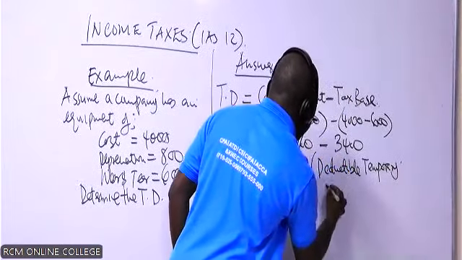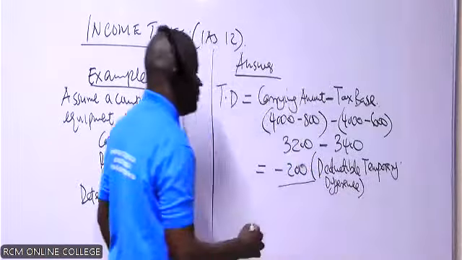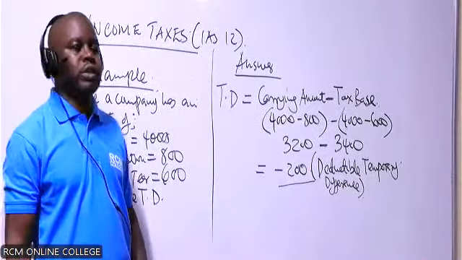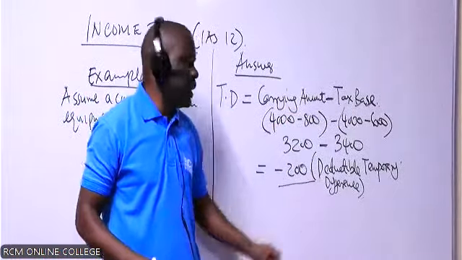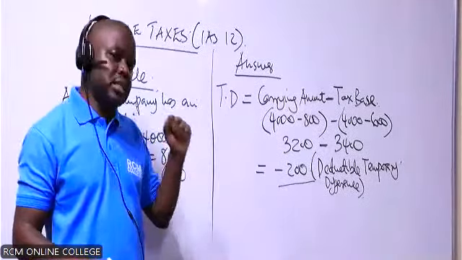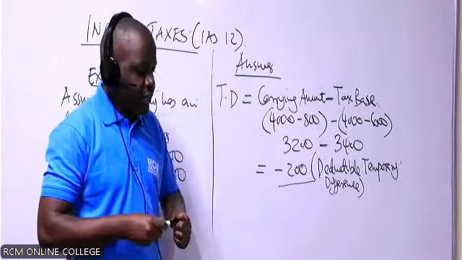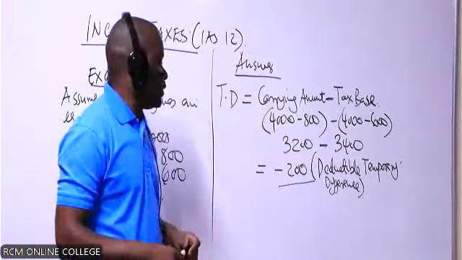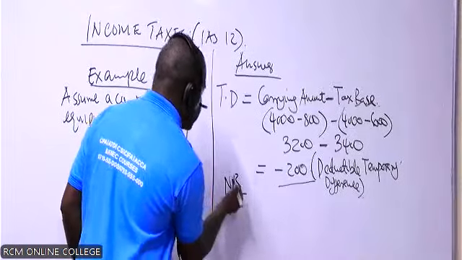We normally call it deductible temporary difference because it is negative. When you take the carrying amount minus the tax base, you're getting a negative figure. If you get a positive figure, we call it taxable temporary difference. And therefore, you can write an NB just after that, a note.